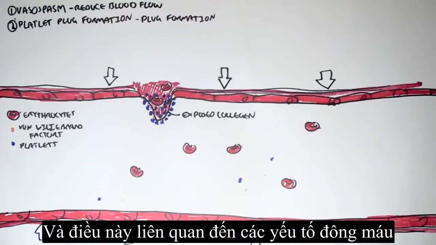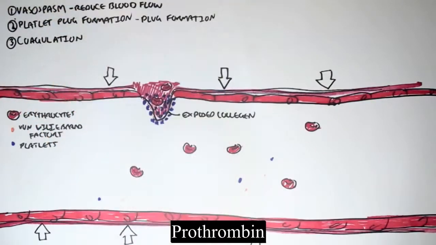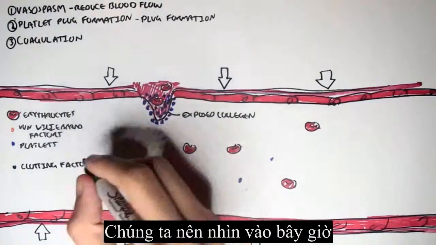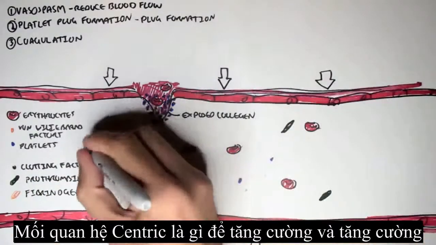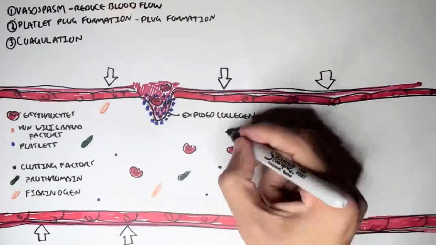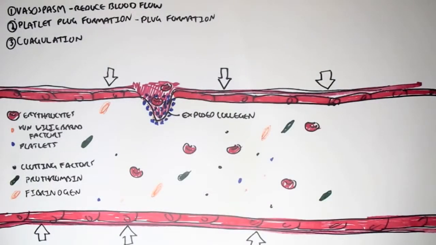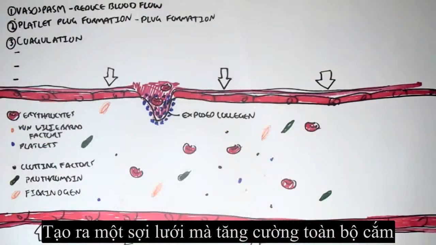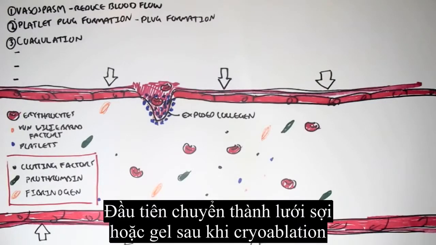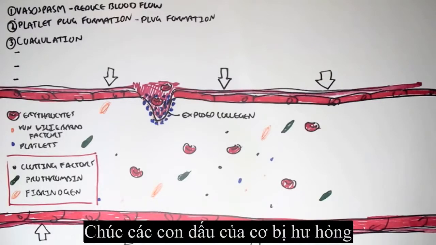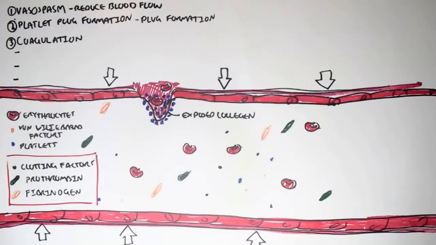And this involves the clotting factors, prothrombin and fibrinogen, which we will look into now. What essentially coagulation does is that it enhances and strengthens the plug formed by the thrombocytes, the platelets, by creating a fibrin mesh, which strengthens the whole plug. You can think of this process as the liquid around the platelet plug firstly turning into the fibrin mesh, or gel, after coagulation, which then seals the damaged vessels very nicely.